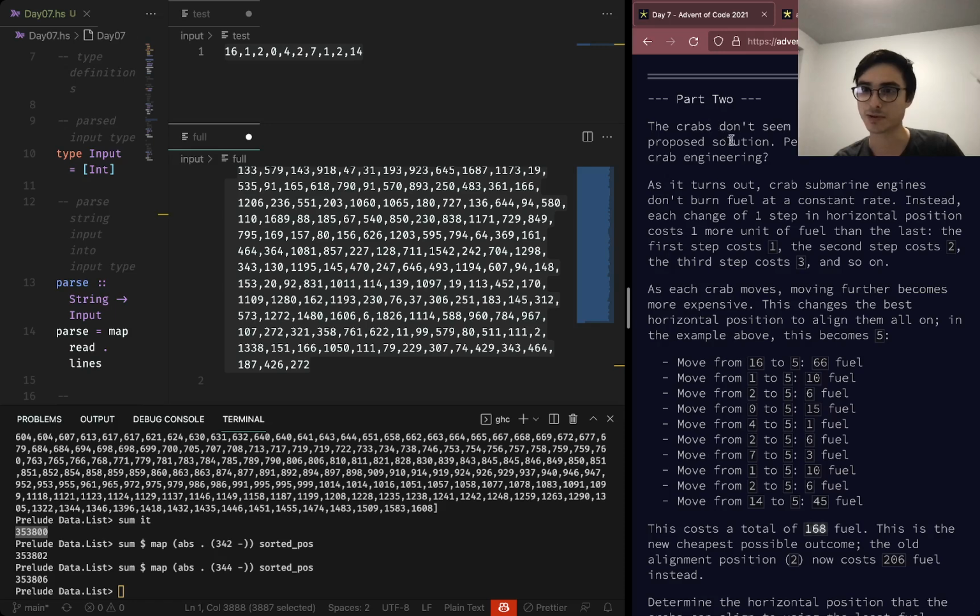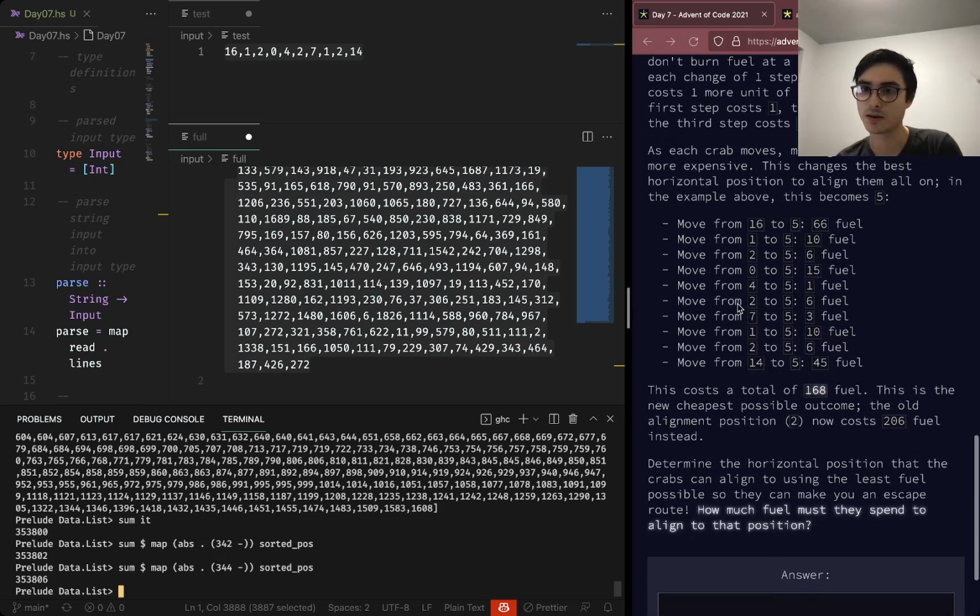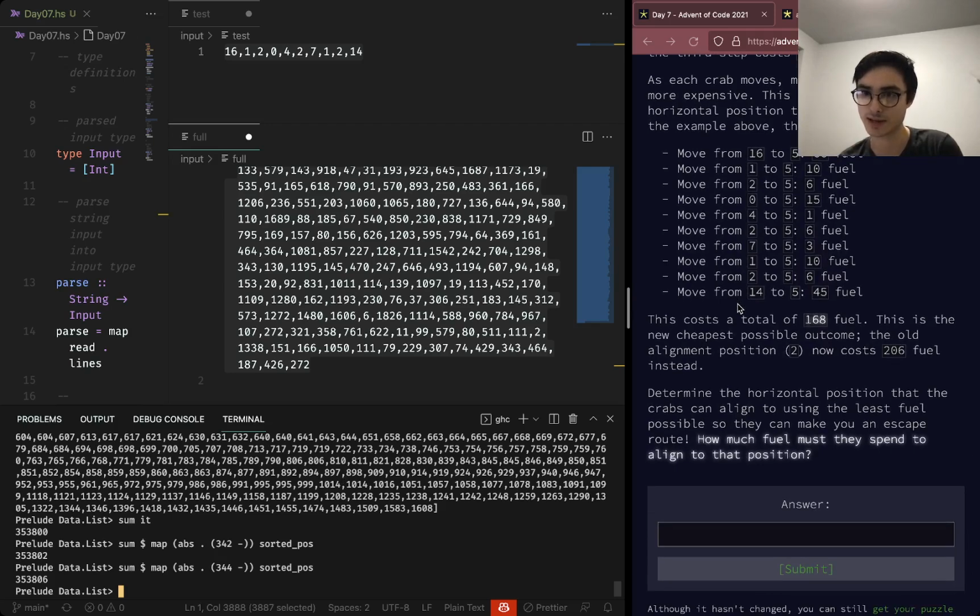Okay, the crabs are not interested in this solution, and now it's more complicated because they burn fuel at a non-constant rate. Each change of one step costs one more unit of fuel than the last. So the first step costs 1, the second step costs 2, third step costs 3. So I think, let's see, it costs 1, and it costs 3, it will cost 6. Okay, so moving further becomes more expensive, right?